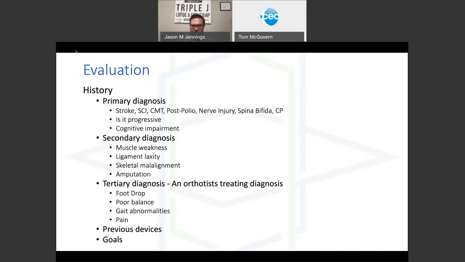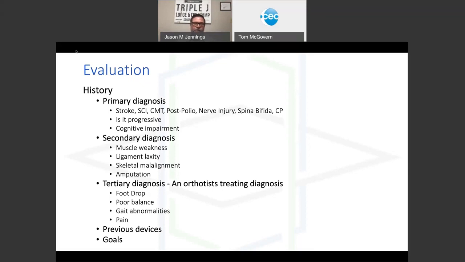Do they have a foot drop? Does the patient have poor balance? What gait abnormalities do they have? Do they have pain? Typically I want to try to find out what kind of devices they've had in the past. It's really very important to determine that if they're a long-term patient, because they've been through several different clinicians, possibly several different devices, and they're really frustrated and trying to find out what's the best thing for them and what is new that they might be able to explore.